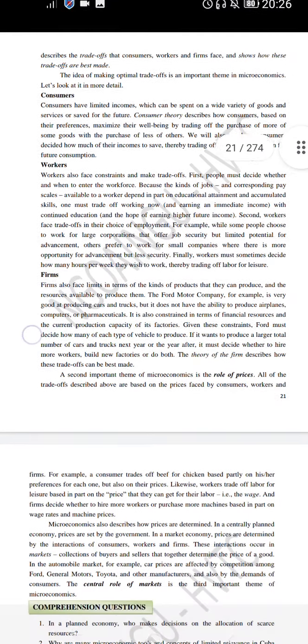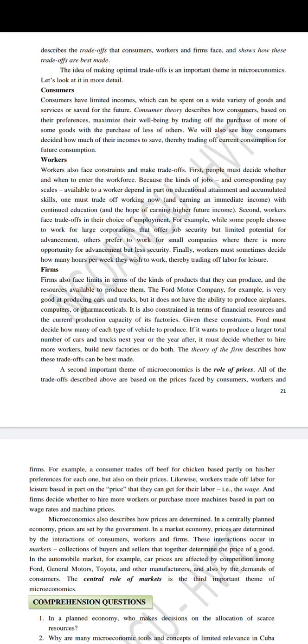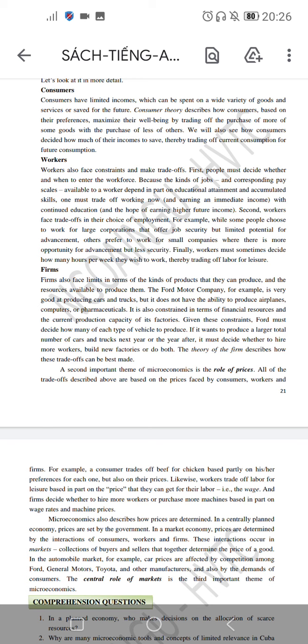Consumers have limited incomes, which can be spent on a wide variety of goods and services or saved for the future. Consumer theory describes how consumers, based on their preferences, maximize their well-being by trading off the purchase of more of some goods with the purchase of less of others. We will also see how consumers decide how much of their income to save, thereby trading off current consumption for future consumption. Workers also face constraints and make trade-offs.